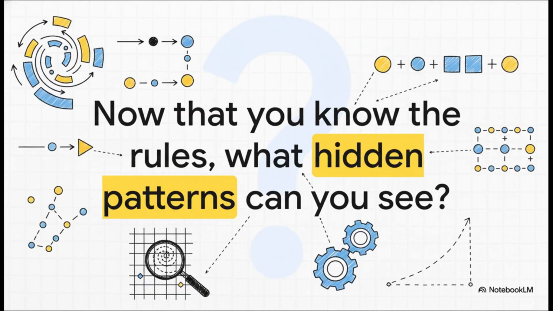And that really leaves us with one final thought. We've kind of peeked behind the curtain and learned the grammar of patterns, the basic rules that write these hidden numeric stories all over the world. So now that you know how to look for the rules, what hidden patterns, what sequences are you going to start seeing in the world around you?